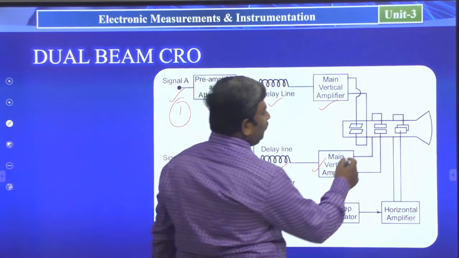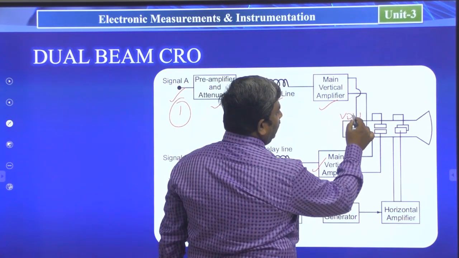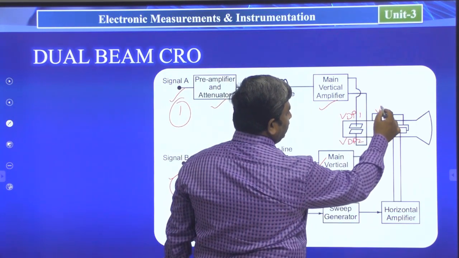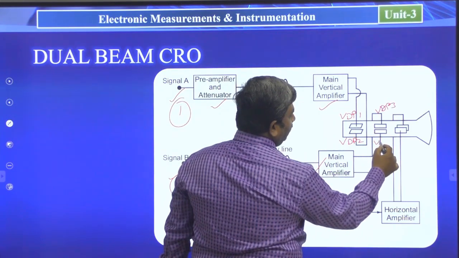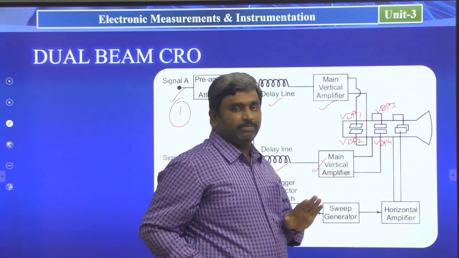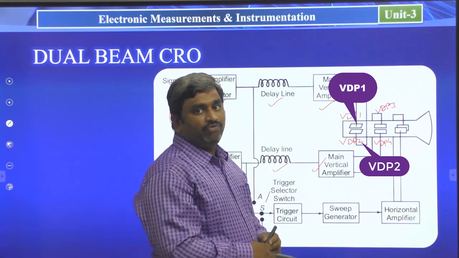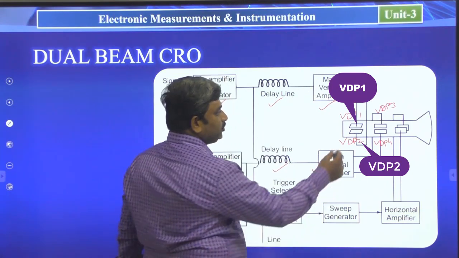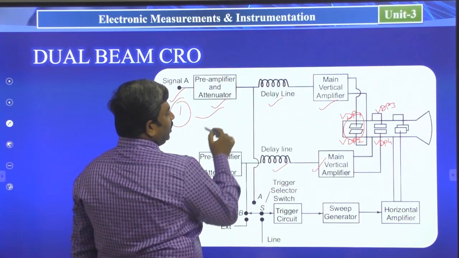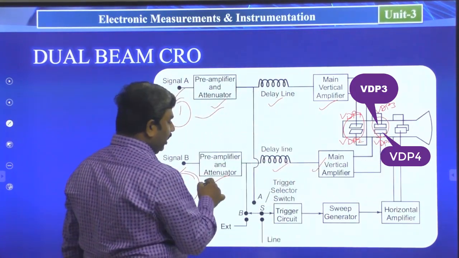See here we have VDP1. These are the vertical deflection plates 1 and vertical deflection plates 2. Here we have two more vertical deflection plates, VDP3 and VDP4. Totally 4 vertical deflection plates are there. The first two are the first vertical deflection system that is connected to the first channel main amplifier. So these two vertical deflection plates are connected to the channel 1 signal, and the remaining two vertical deflection plates are connected to channel 2.